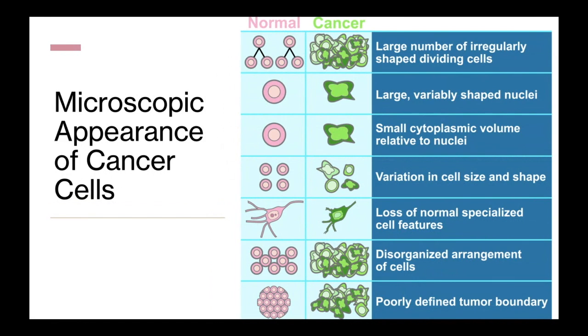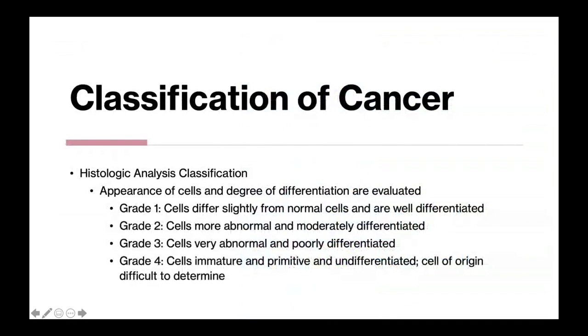This is stuff we've talked about already, but a normal cell is normal. And then you've got on the other side, say you've pulled that biopsy and you're looking at it under a microscope. These are the things you're looking for in the cells. They're large, they're shaped irregularly, they have different shaped nuclei, there's a variation in cell size and shape, and you saw that in the one slide we looked at. It loses its specialized features, it's not differentiated anymore, it's disorganized, and again, that poorly defined boundary, we can't see where the tumor ends and the rest of the body begins.